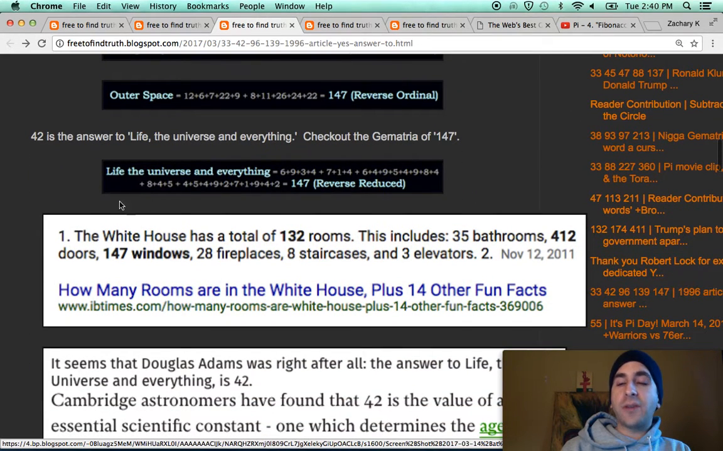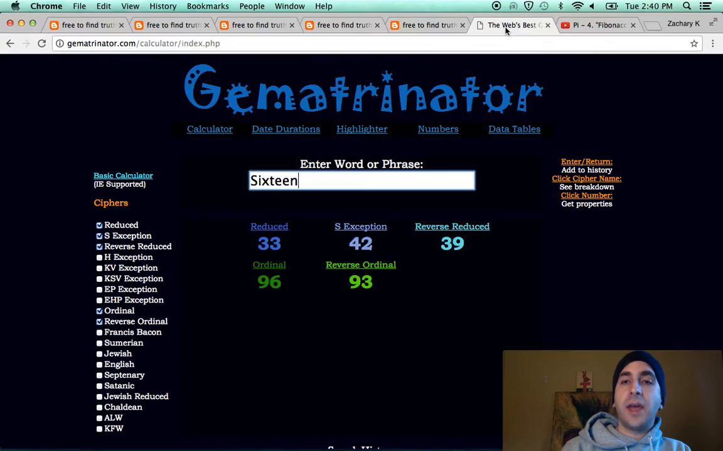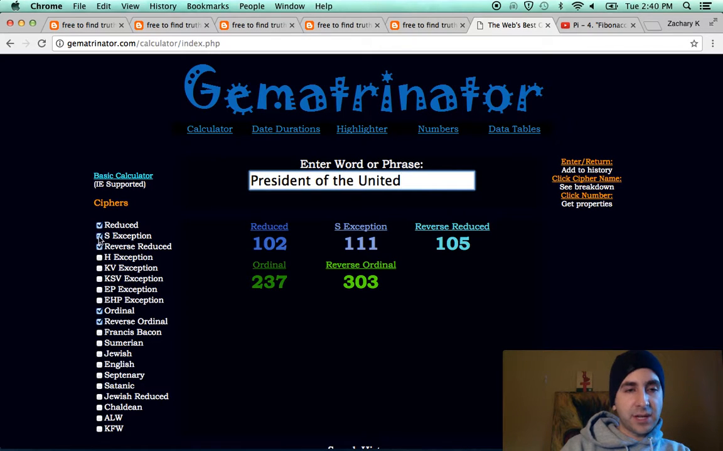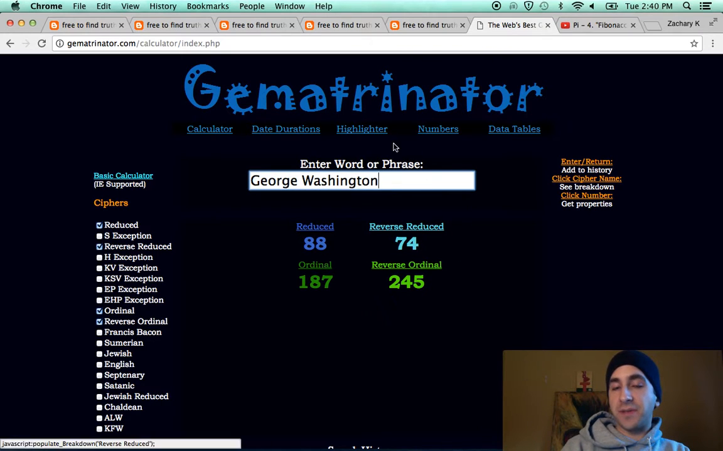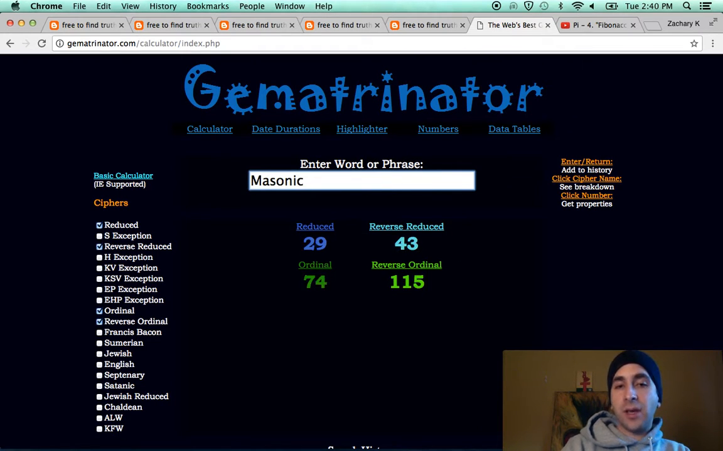They say at the White House there's 147 windows, and from the beginning, it's been nothing but Freemasonry in Washington, D.C. Look at the title President of the United States. I'm just going to get rid of this S exception. President of the United States has gematria of 147. The first recognized president, George Washington, has gematria of 74. Like Masonic, 74. Like Jewish, like holiday, like Independence Day, which is 74. Again, English 74, gematria 74.